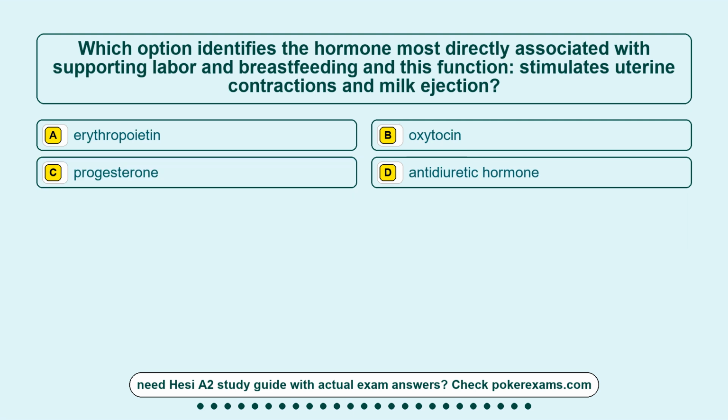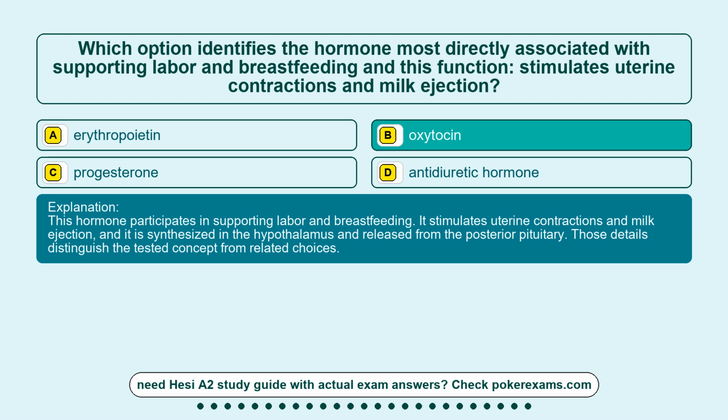Question 2. Which option identifies the hormone most directly associated with supporting labor and breastfeeding and this function, stimulates uterine contractions and milk ejection? Option A, erythropoietin. Option B, oxytocin. Option C, progesterone. Option D, antidiuretic hormone. The correct answer is option B, oxytocin.